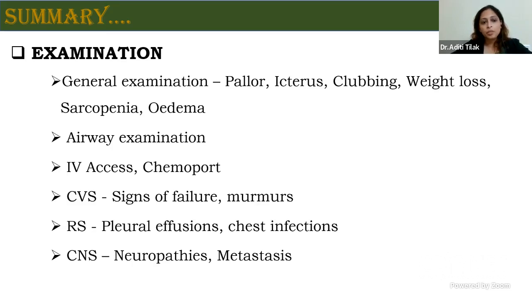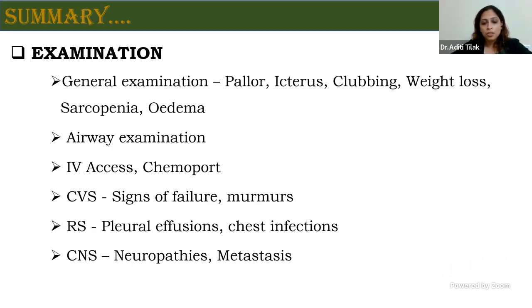A thorough airway examination is essential, especially for head and neck cancers. This is a good point where we can check the IV access and the potential sites of IV cannulation in our patient. The presence or absence of a chemoport needs to be noted.